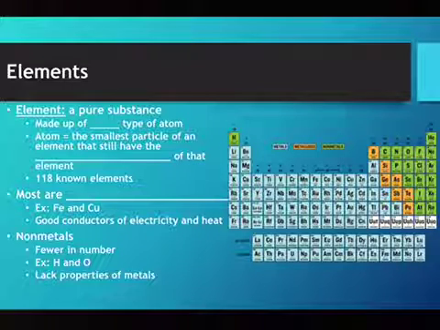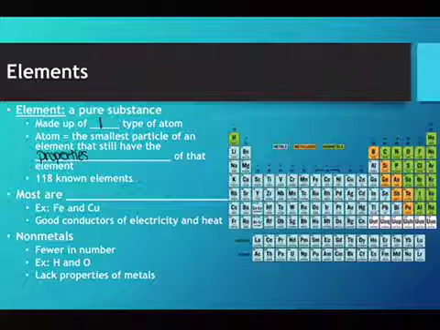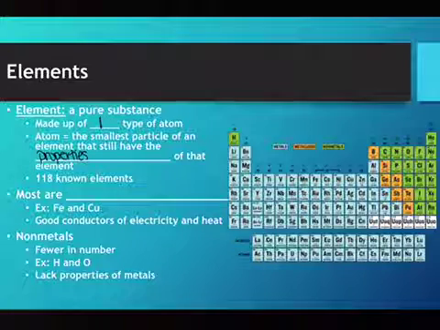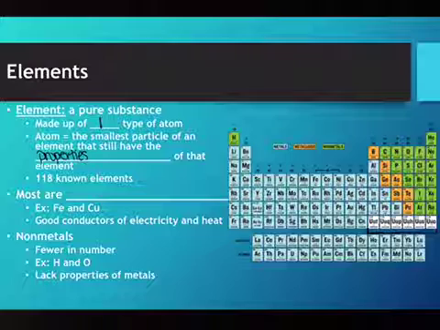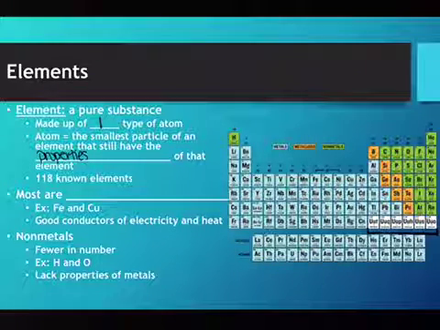An element is a pure substance. It is the smallest piece of matter, and it is made up of only 1 type of atom. The atom is the smallest particle of an element that still has the properties of that element. There are currently 118 known elements, and you can see them on the periodic table. These last 5 or so are still currently receiving further studies to verify that they truly are unique elements and then their name.